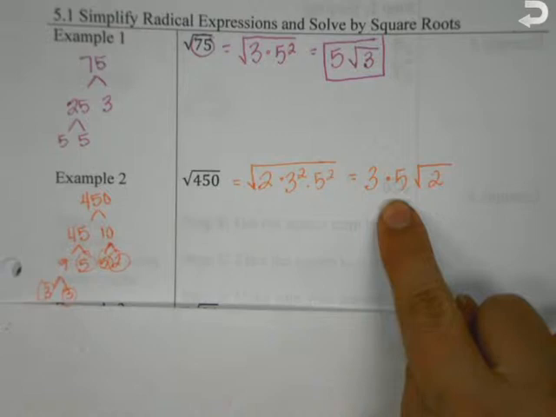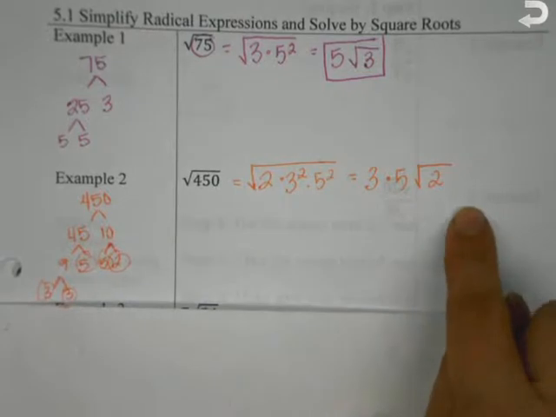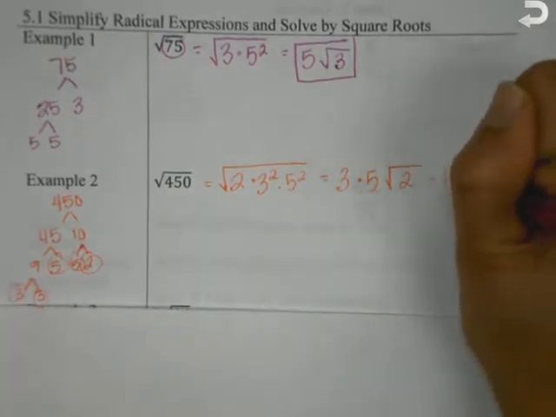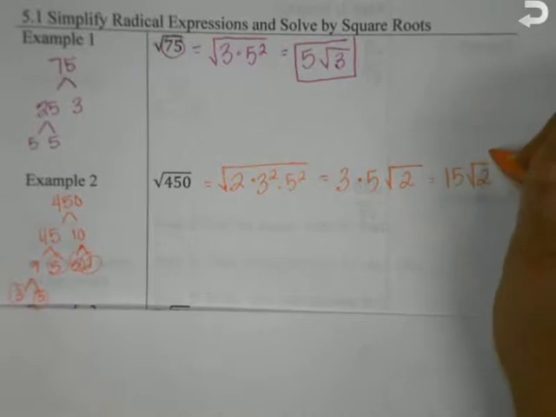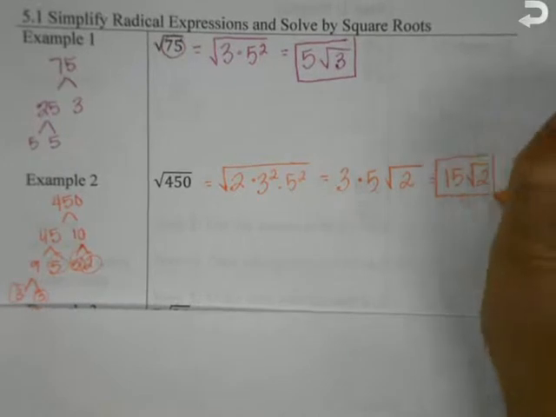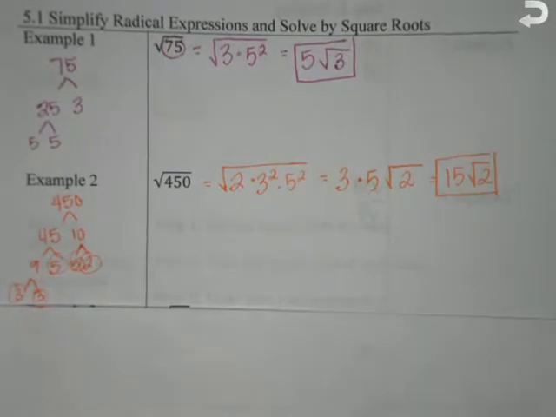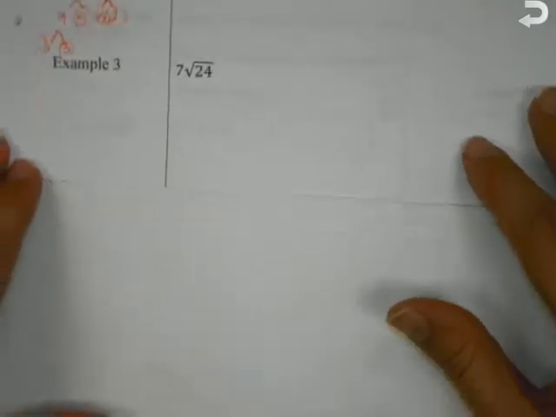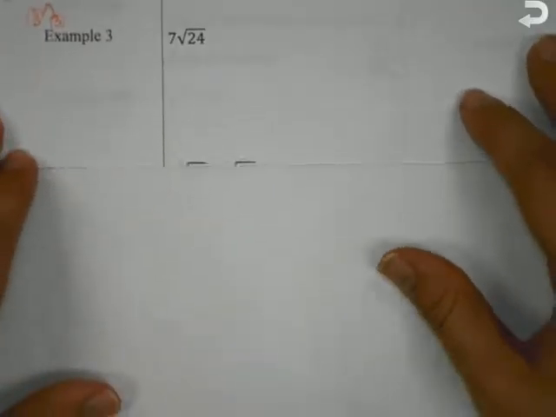Obviously, this can be simplified a little bit more, right? What's 3 times 5 give me? So the answer is 15 root 2. What happens if I have a number already outside the radical? So 7 times the square root of 24.